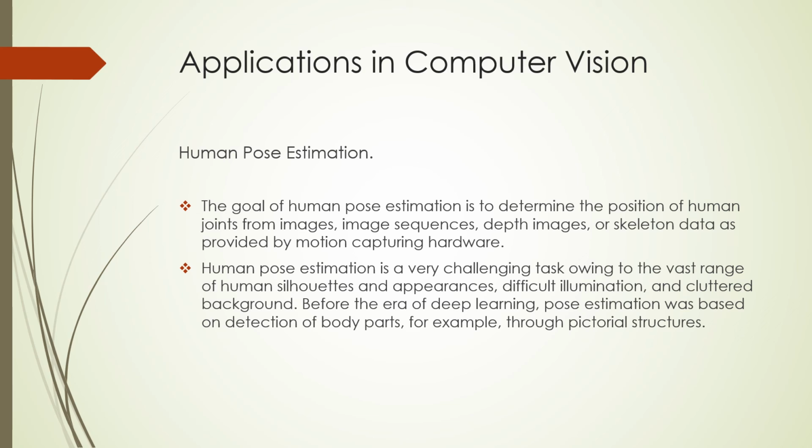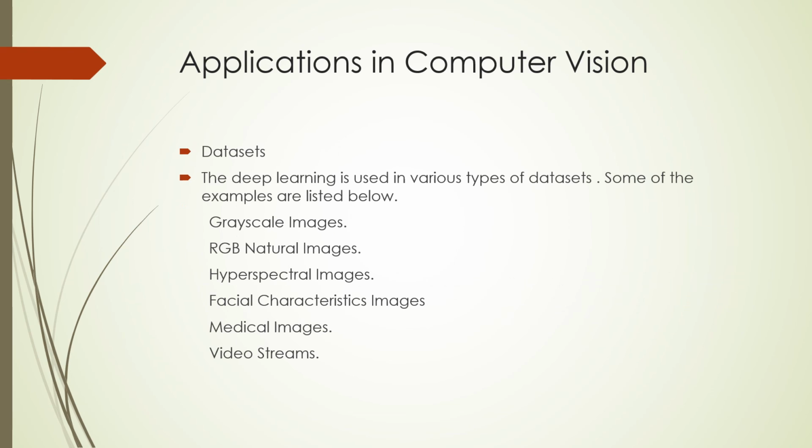And the next is human pose estimation. This is to determine the position of joints from images and sequences. Before, it was very difficult to find the human pose. It was mainly used with the background pattern, but with the improvements of this, human pose is easily estimated, for example with pictorial structures and everything. We can find this human pose easily in deep learning.